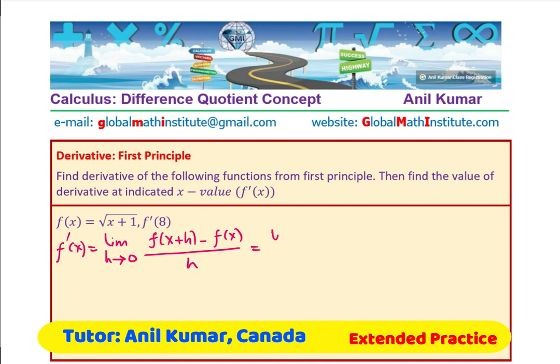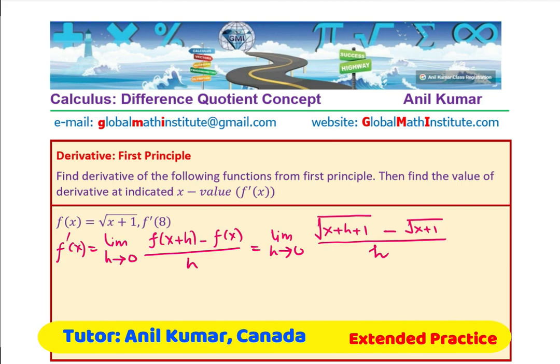Which is limit h approaches 0. f of x plus h means replace x with x plus h. So you get within square root x plus h plus 1 minus f of x, which is square root of x plus 1, correct? Over h. So that is f of x plus h minus f of x over h. You see that? Replace x with x plus h to find f of x plus h. Now we need to simplify this.